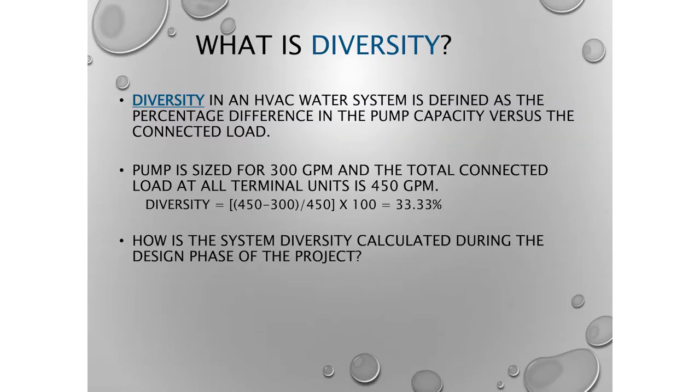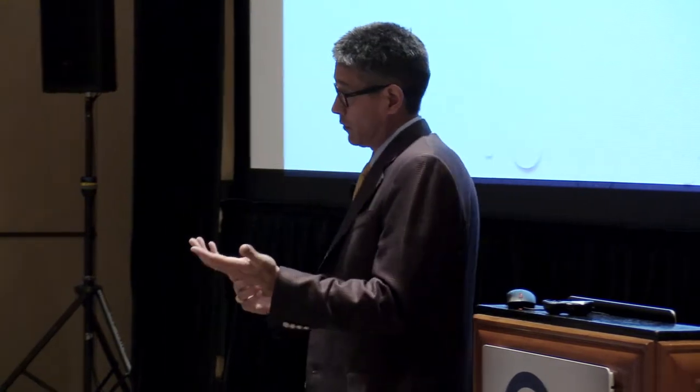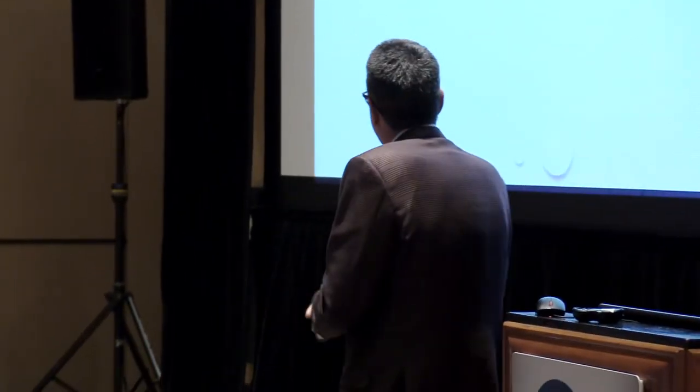So first thing is just get our definition squared away. Diversity: pump sized for 300 GPM, connected loads 450. Basically, it's the difference in the pump capacity versus the connected load. So in a situation like this, where our load's connected at 450 and pump sized for 300, we're looking at 33% diversity in the system.